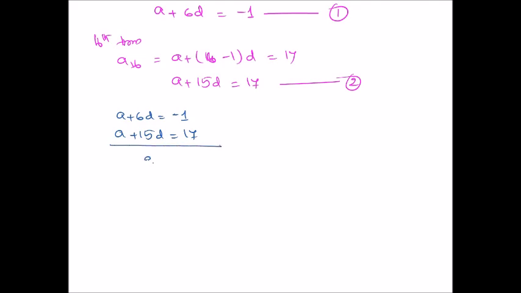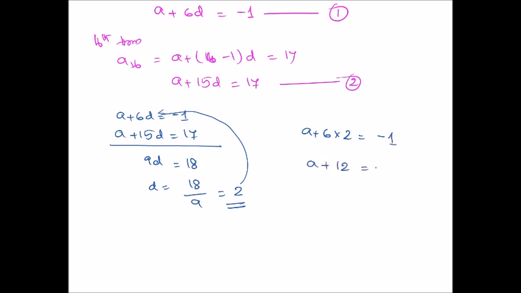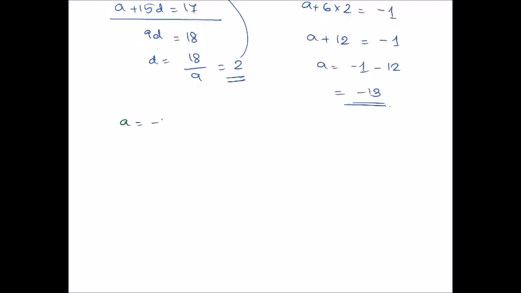Now subtract these. 9d is equal to 18. That is, d is equal to 18 divided by 9, that's equal to 2. Substitute this value of d in any of the equations. You will get a plus 6 into 2 is equal to -1, that's a plus 12 is equal to -1, a is equal to -1 minus 12, that's equal to -13. Here we get a is equal to -13 and d is equal to 2.